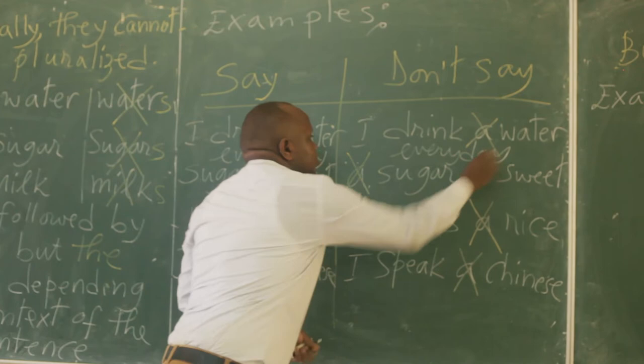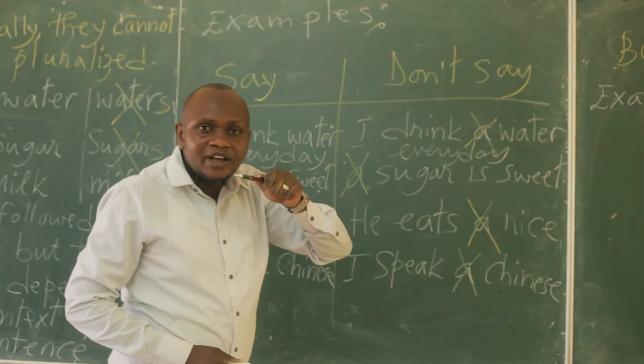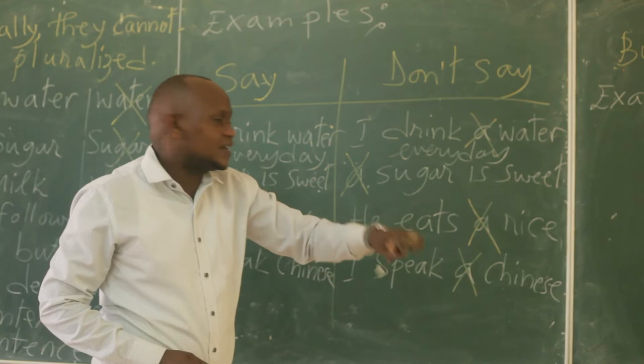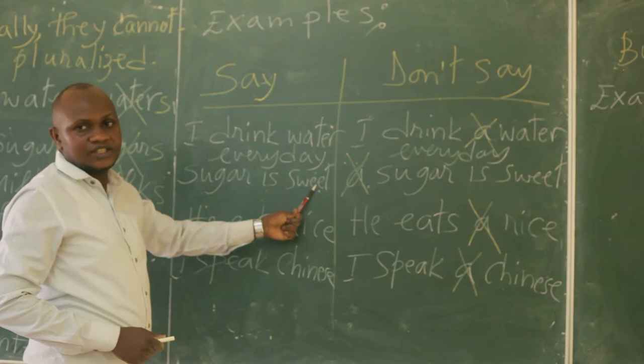A water, no. Don't say this. I drink a water every day. Kuko twabonye ko amazina yose agaragaza ibintu bitabarika cyangwa se ari mu bitabarika yose A ntabwo ijyaho. Ntabwo dushyiraho A. Don't say a sugar is sweet. Try to say sugar is sweet. Vuga ngo sugar is sweet ariko ntuzavuge ngo a sugar is sweet.